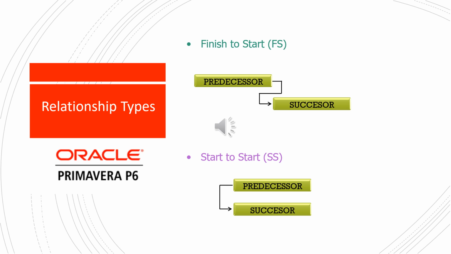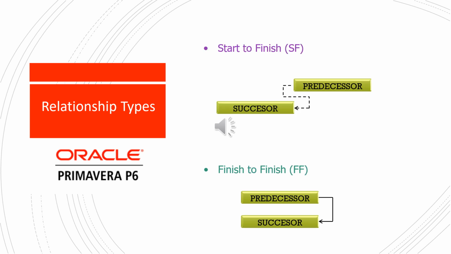Relationship types: finish to start, start to start. Relationship types: start to finish, finish to finish.